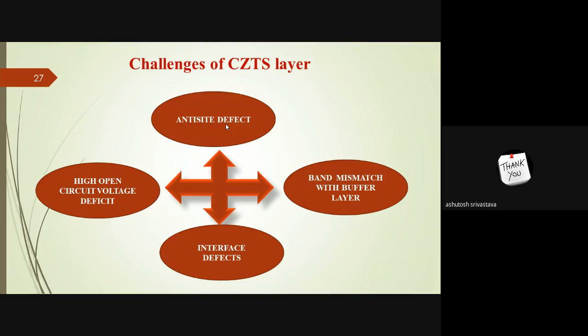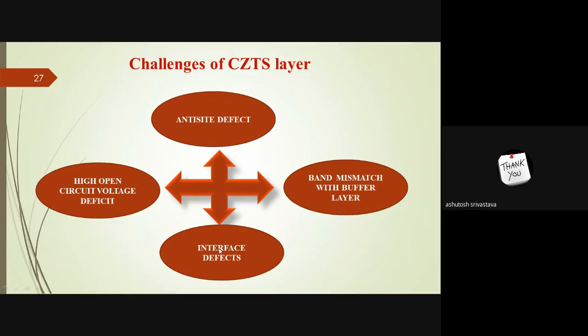But in the CZTS material, there are some anti-sites, meaning at the element level, in the crystal form, there is some mismatch between the two elements, and that causes anti-site defects, which is a basic hurdle in improving efficiency beyond 12.6%. Research is going on on how to tackle these anti-site defects.